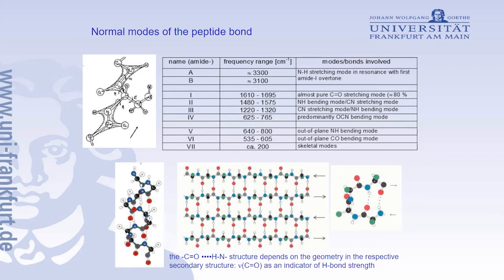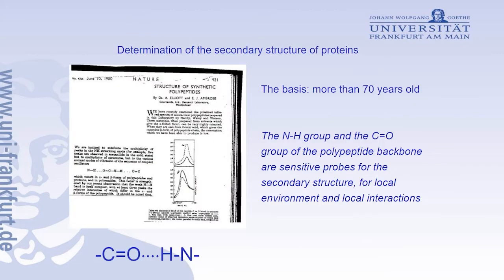This amide I mode depends on the geometry and thus on the secondary structure. And that information goes back to the 1950s. There's a paper in Nature from 1950, Structure of Synthetic Polypeptides. And this was the first report that the NH group and the CO group of the polypeptide backbone form a structure that can be probed by infrared spectroscopy and that can be used as a sensitive probe for secondary structure.